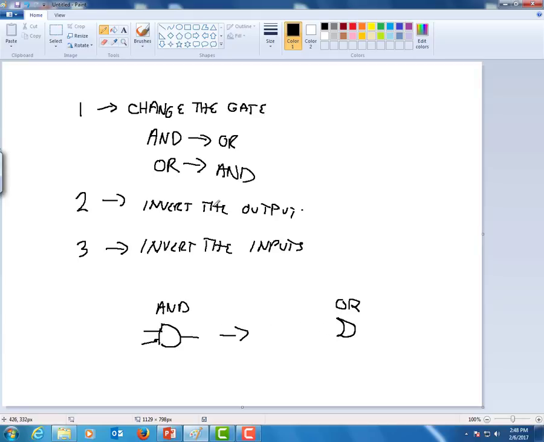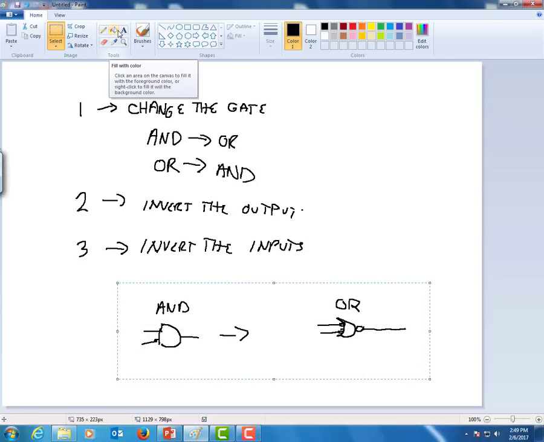What does it say next? Invert the outputs. Well, this one's not inverted, so I'm going to write a little inverter bubble here. Draw your output. There's your inverted output. Invert the inputs. Well, these are not inverted. I'm going to write a little inverter bubble here, a little inverter bubble here, and bingo. There's your equivalent gate. Let's try something else. Let's make this one a little bit more challenging.